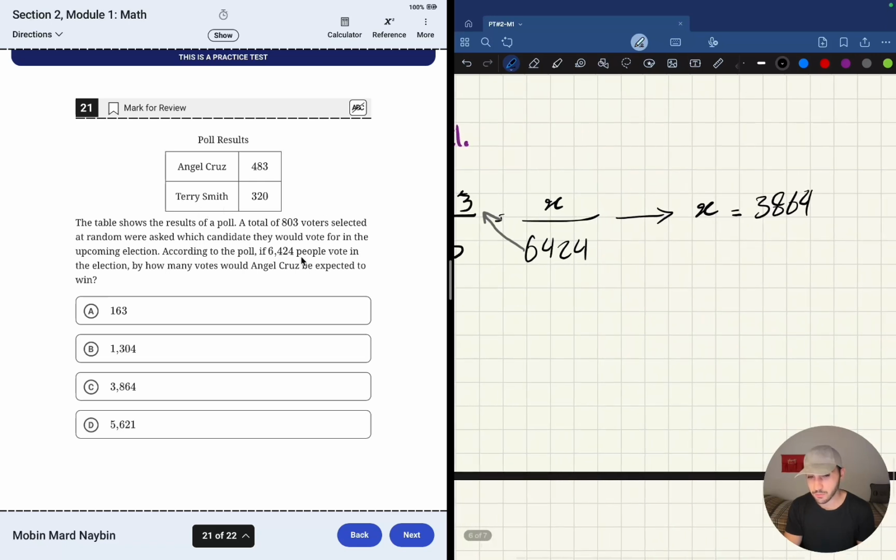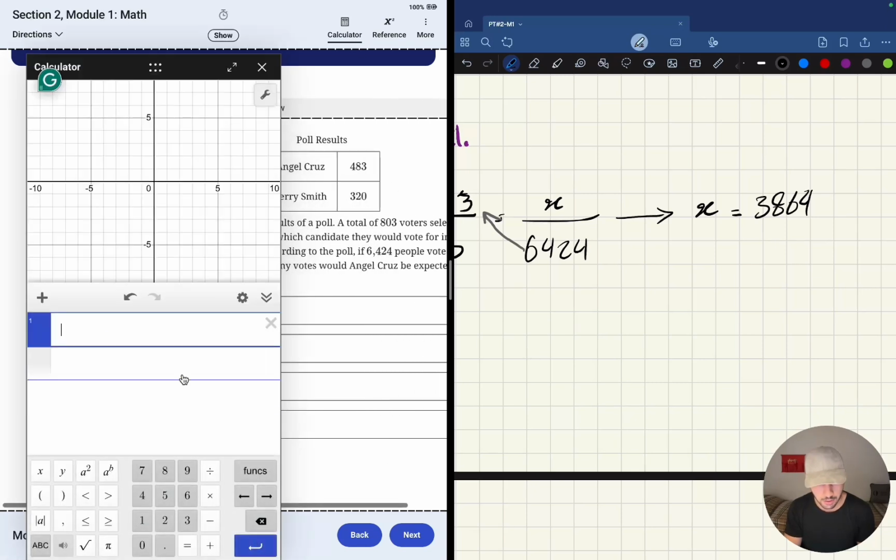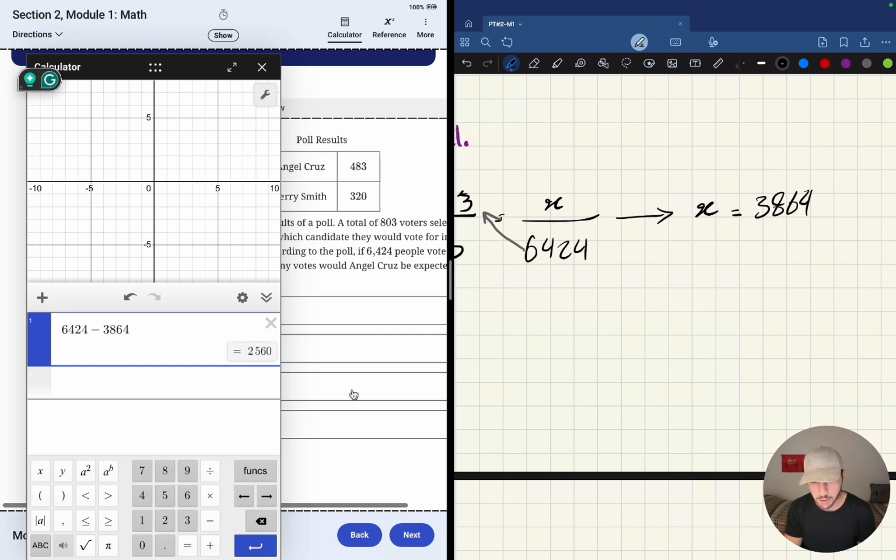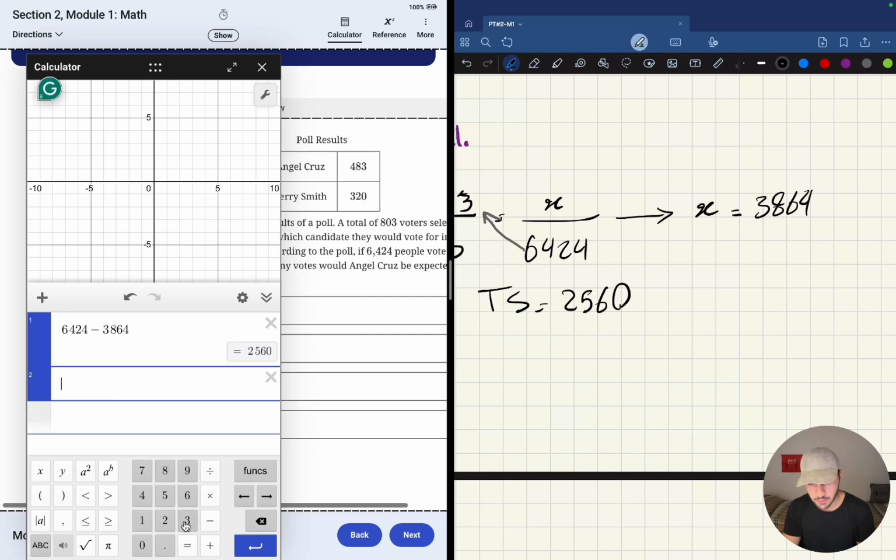If from 6,424 this much is for Angel Cross, we can subtract it and find the number of votes for Terry Smith. So 6424 minus 3864. So the number of votes for Terry Smith is going to be 2560. 2560 is the number of votes. So by how many votes Angel Cross is winning, we can subtract 3864 minus 2560.